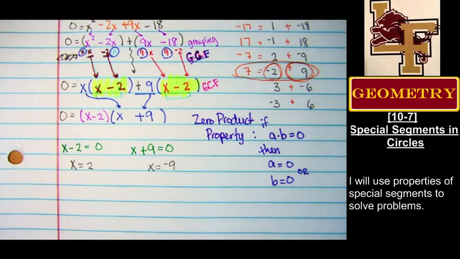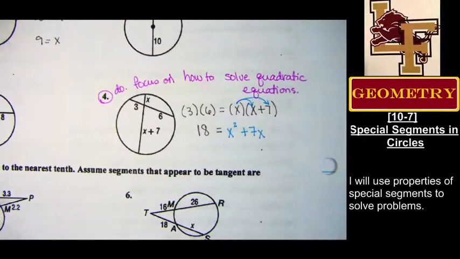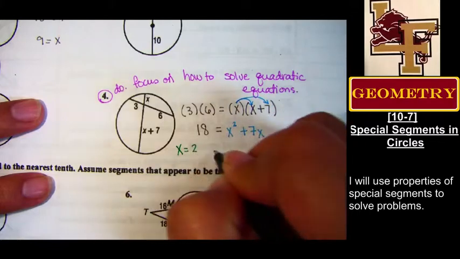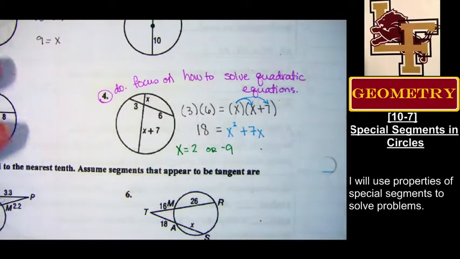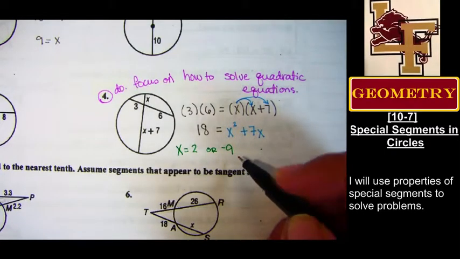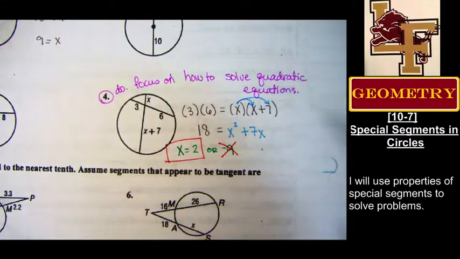All right? Okay. Let's take this back into the context of my original problem. So now that I've done all of that work, I know that x is either negative 2 or negative 9. And if I look at this picture, this is a physical circle with physical lines. Is it possible for me to have a physical distance of negative 9? No. And so I have to throw this answer out as not reasonable. And that's my final answer. All of that. For that.